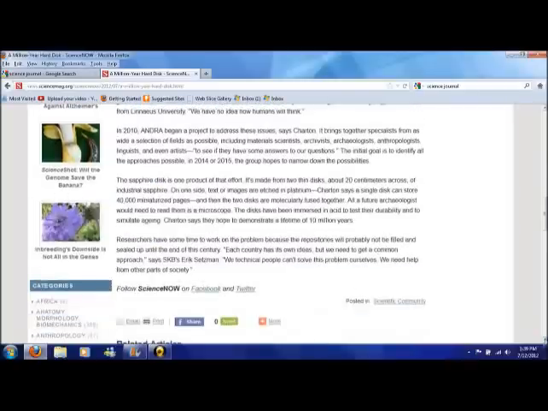Now this sapphire disc, it is made of two thin discs about 20 centimeters across of industrial sapphire. On one side, text or images are etched in platinum. Charton says one single disc can store 40,000 miniature pages, and then the two discs are fused together. All that would be needed to read them is a microscope.